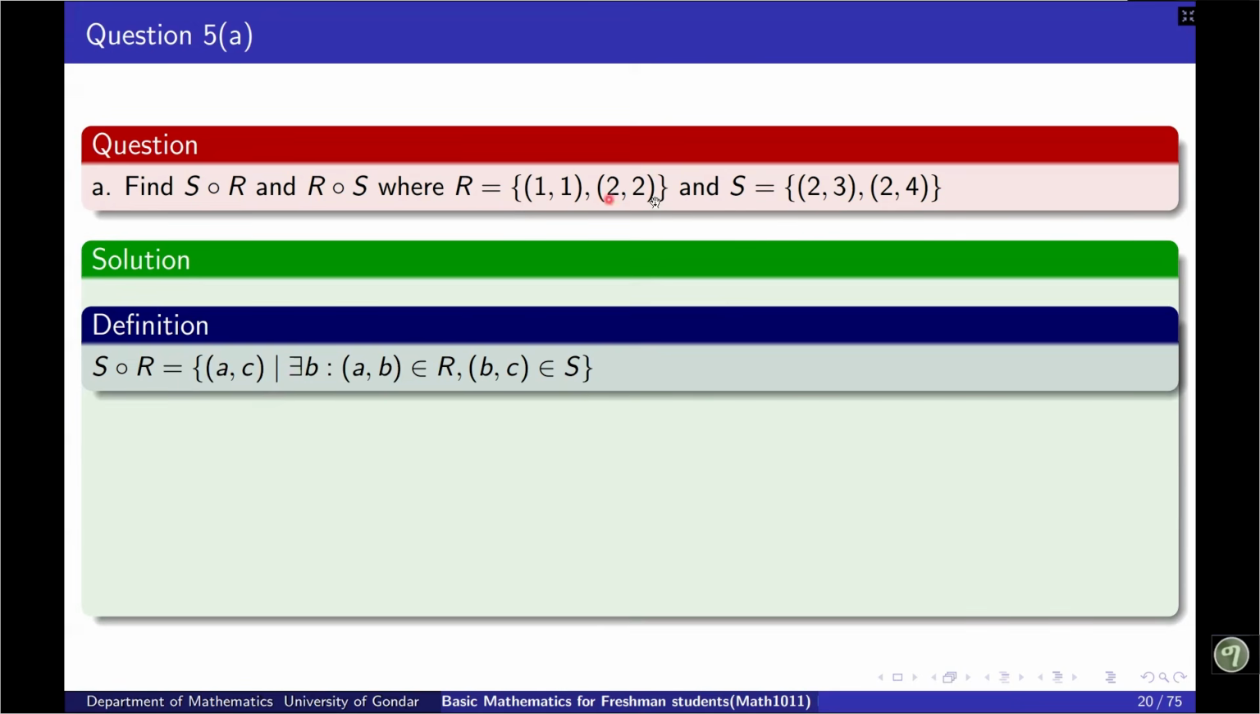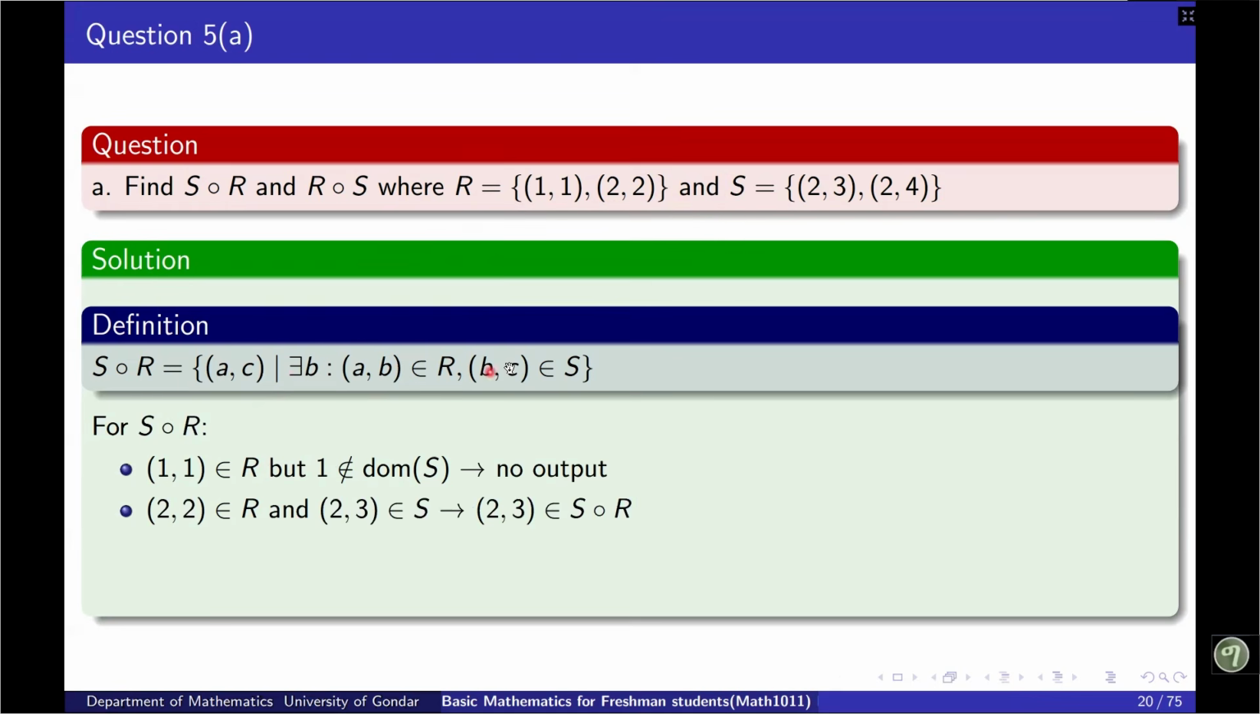Based on this fact, when we compare the given elements of S and R, 1 is an element of R, but 1 is not within the domain of S, so that one cannot have any image within S composite of R. Similarly, 2 is an element of the first set, and 2 is also an element of the domain of S, so 2 is mapped to 2 under R, and 2 is mapped to 3 under S, so 2 must be mapped to 3 under S composite of R. So (2, 3) is an element of S composite of R.